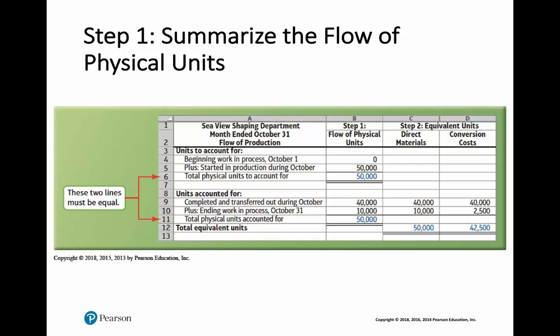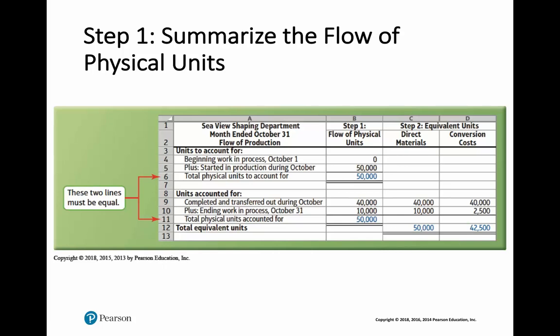All right, so step 1, we summarize the flow of physical units. And for this step 1, we are not concerned with any sort of percentages. We just want to know full units. What are we summarizing? We start with units to account for, in which we add our beginning work in process. This is for October, so it's basically what we did not finish from September. That's our beginning work in process for October. We then add in what we started in production during the month. What new batch of inventory did we start? How many did we start? And that's going to give us our total physical units to account for.